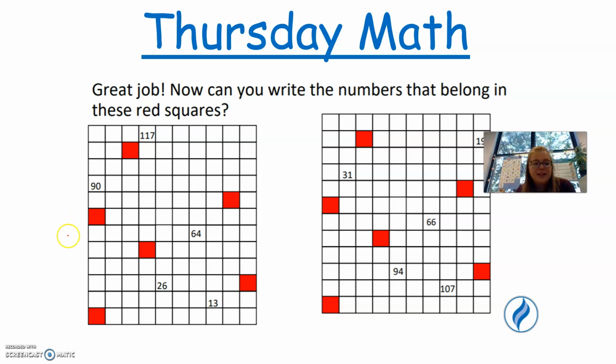Alright, this is the last page, okay? You're going to write the numbers that belong in these red squares on these 220 charts. I need you to be very, very careful, okay? These charts are a little different. You look, this one's the one that goes backwards. And this one might not stop at the same number, okay? So I need you to be very careful on these two. These two are tricky, but I know you can do it.